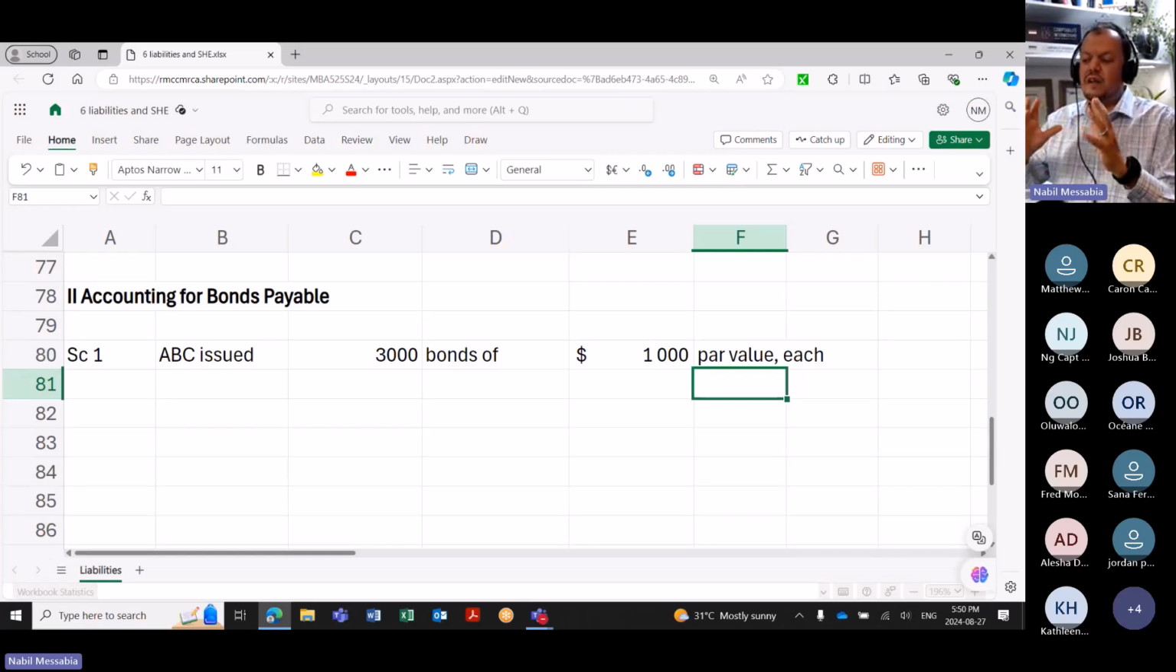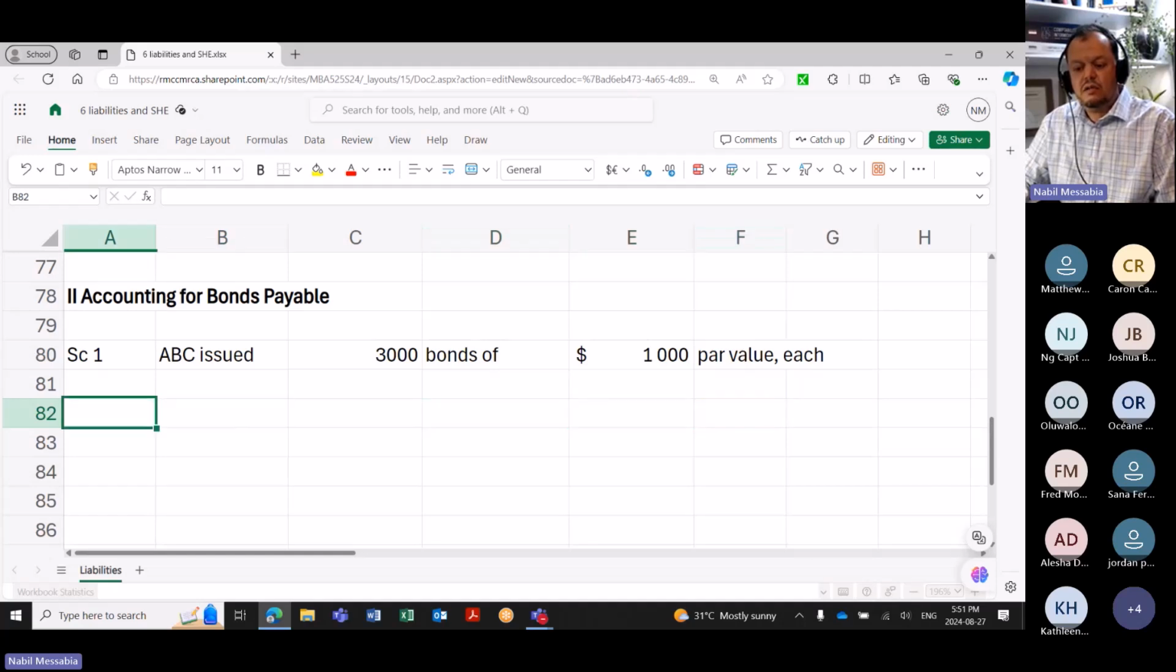There is a par value, which is the face value, which is used to calculate the total amount that is going to be reimbursed after 5 years or 7 years or 10 years. That is the usefulness of the par value. And it's also used to calculate the interest to be paid to bondholders. But that is not the effective price on the market.